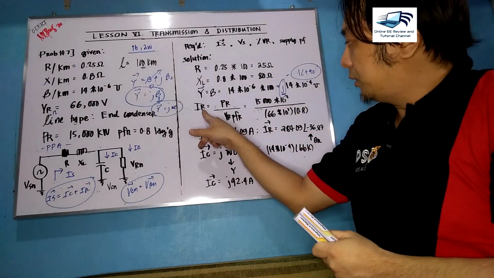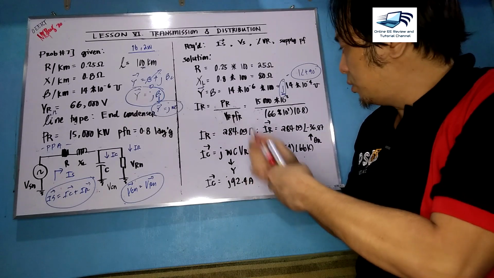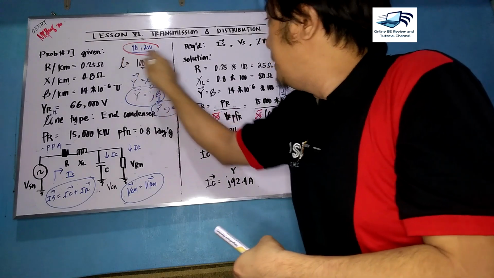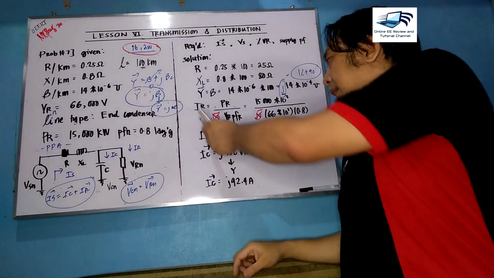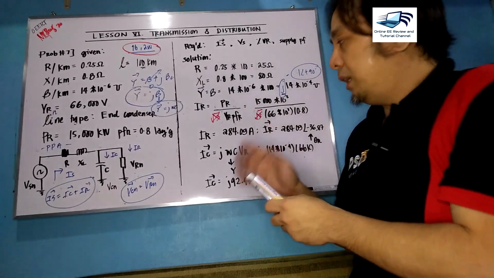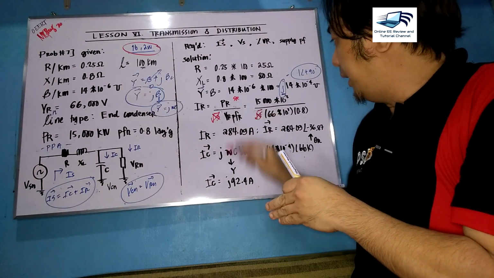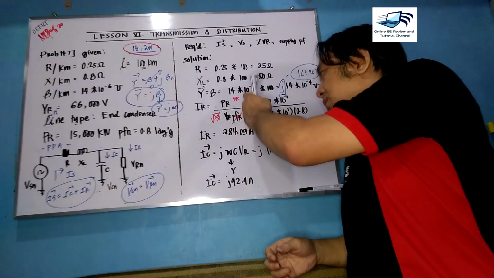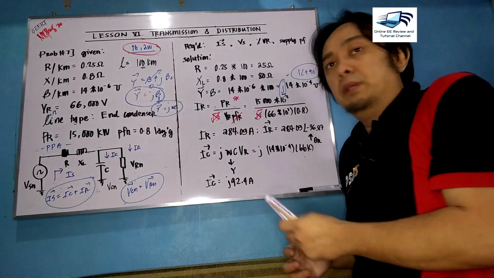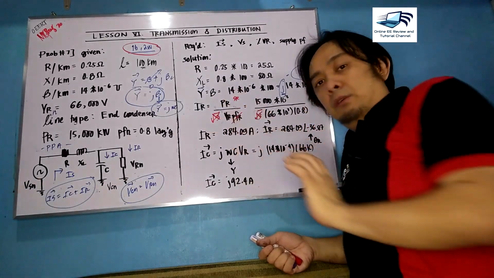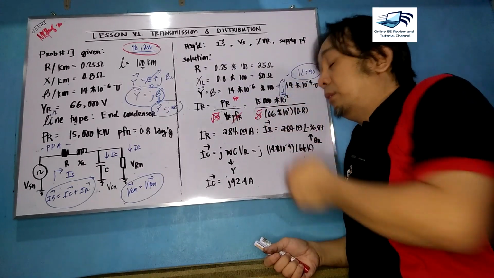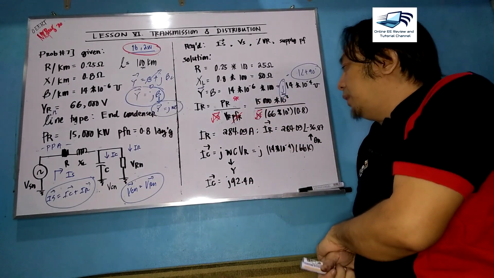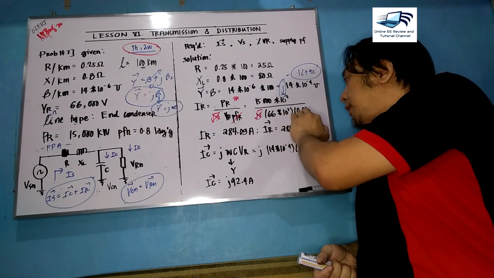Now you get IR in terms of magnitude, but as you can see here, there's no square root of 3, simply because we are in a single phase 2-wire system. And you have PR over VR PFR. Please take note, if this is apparent power SR, you do not need the power factor at the receiving end. If that is SR, definitely that is SR over VR only. But since this is PR, or the power at the receiving end, you need to divide it by the power factor at the receiving end. In this case, 15,000 times 10 to the 3, all over 66K times 0.8.